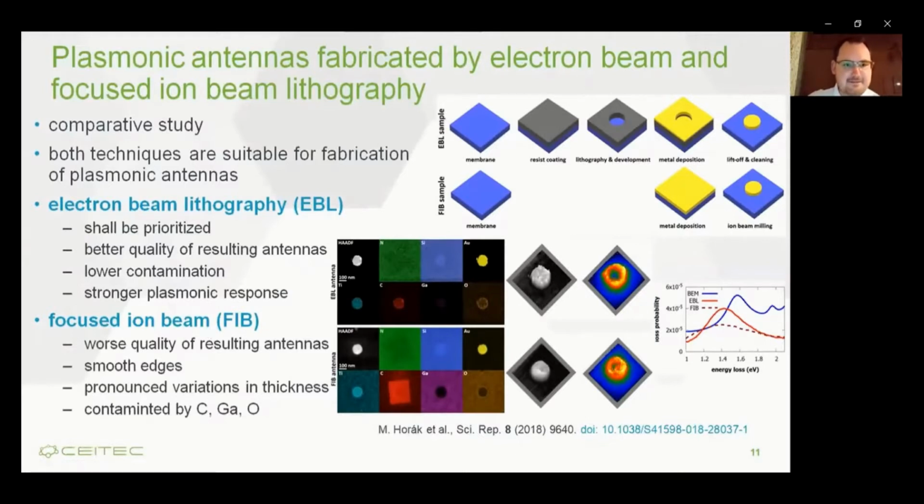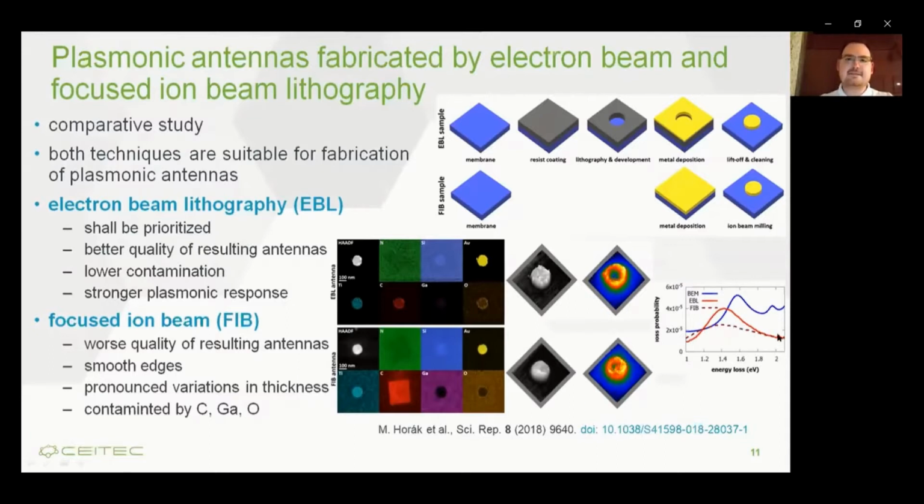On the other hand, focused ion beam preparation of plasmonic antennas gives worse quality of resulting antennas. These antennas have rough edges and pronounced variations in thickness, and they are contaminated by carbon, gallium, and oxygen, and their plasmonic response is lower.